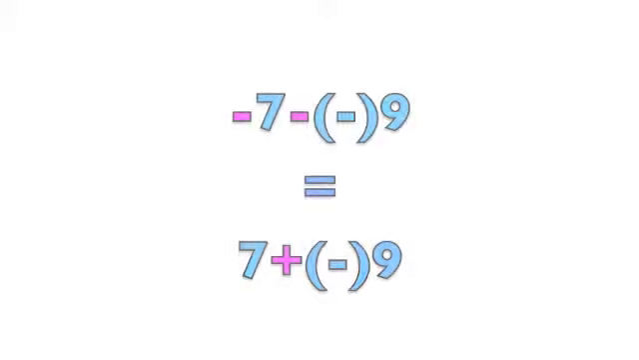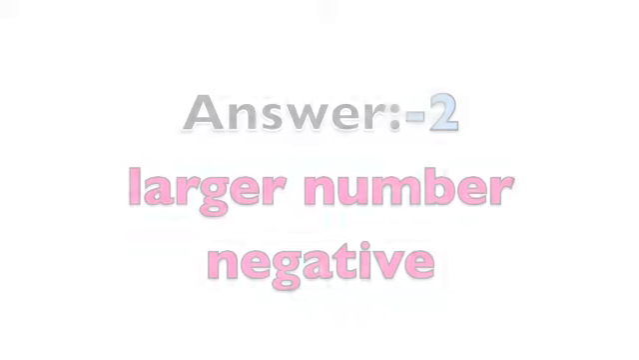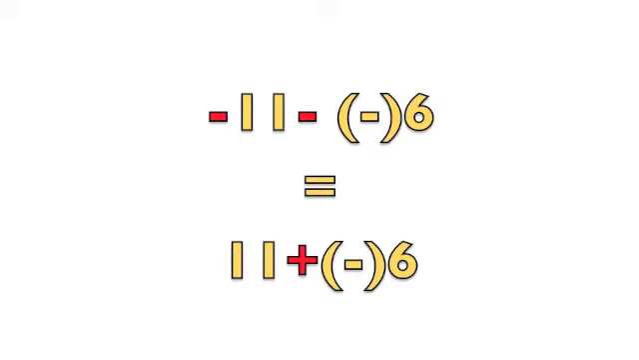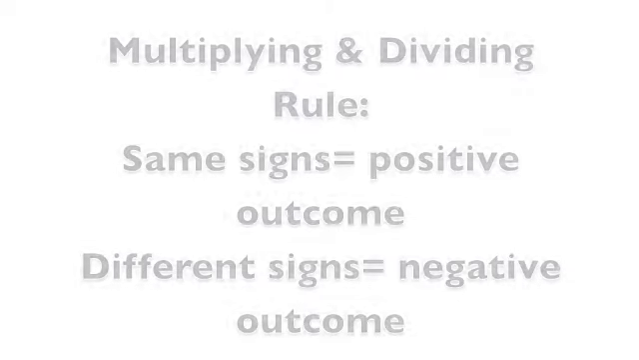Therefore, for this equation, 7 plus negative 9 would equal negative 2, because in that equation, the larger number was negative. Let's try again. Negative 11 minus negative 6 is the same as 11 plus 6, plus negative 6, which equals positive 5, because the large number in that equation was a positive 11. We are finally finished.